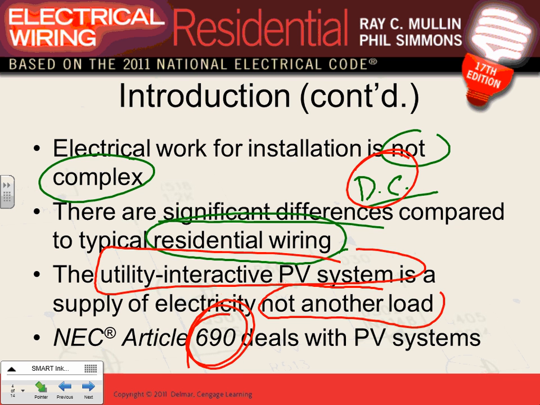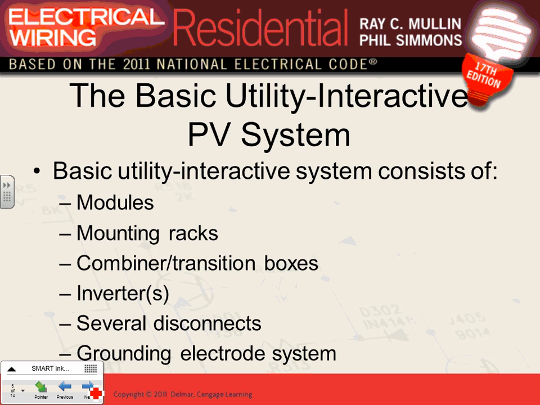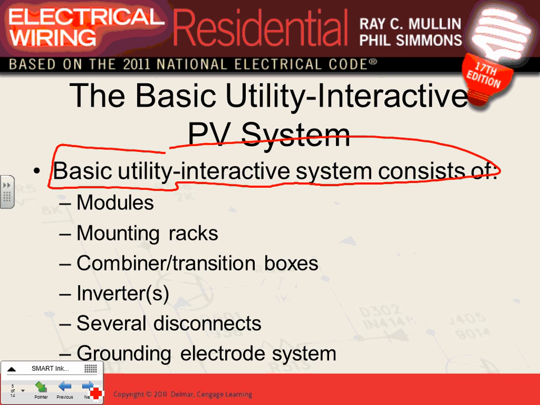This one is going to generate DC up to 600 volt for residential, and higher than that for commercial. Okay, major component. The major component of a PV system, that probably will be on your test, guys. Basic major component of an interactive system.